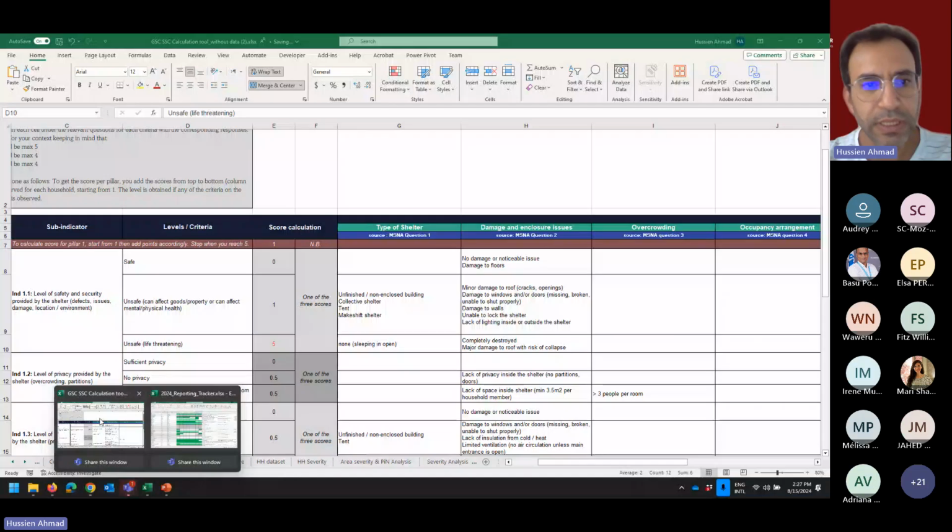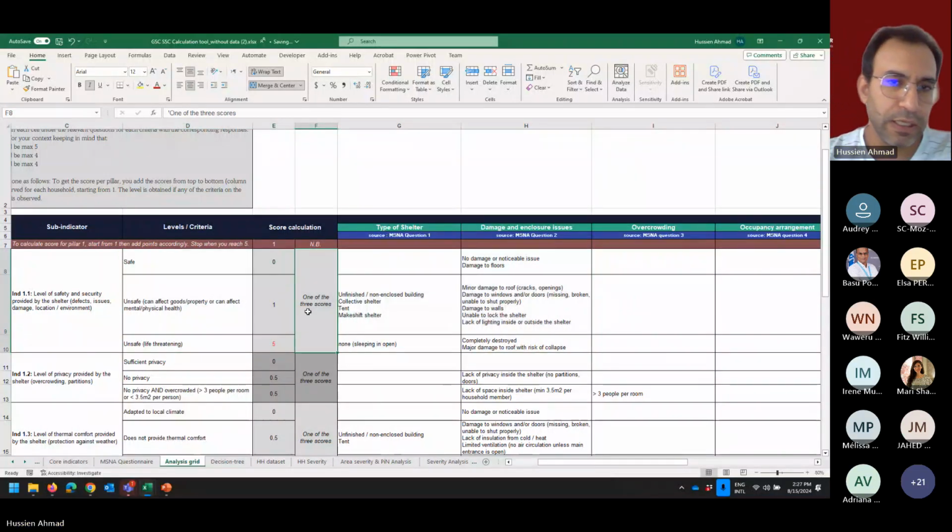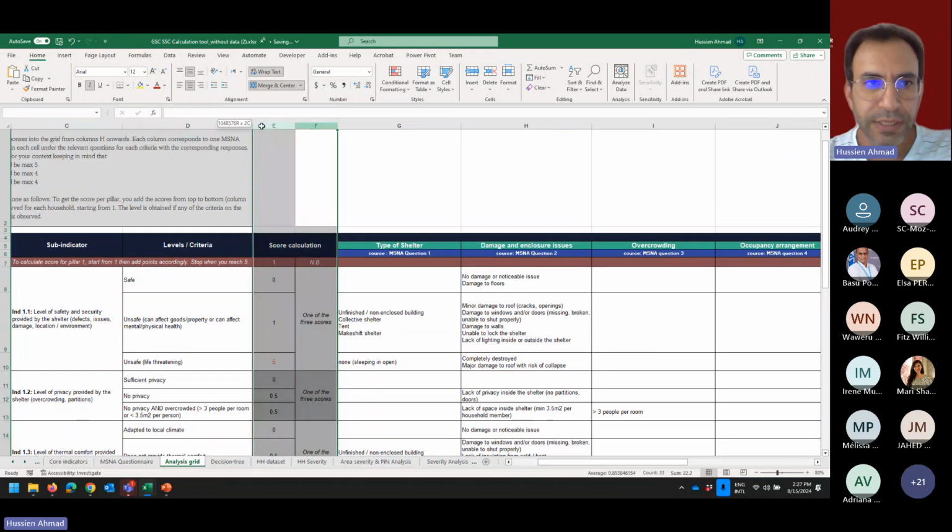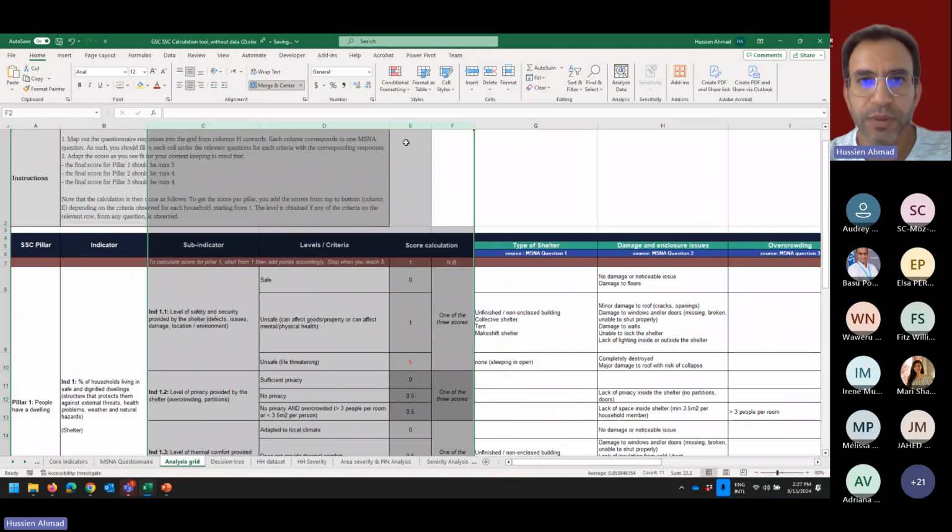So in cases where you don't have MSNA, when you don't have area level information and you base only on secondary data analysis, I will share my screen again. So basically, this part of the analysis grid, as you see it here, is still your methodology until here. So the pillars, indicators, sub-indicators, and so on.